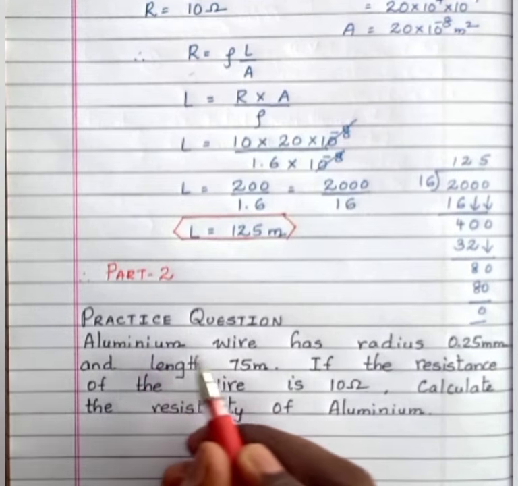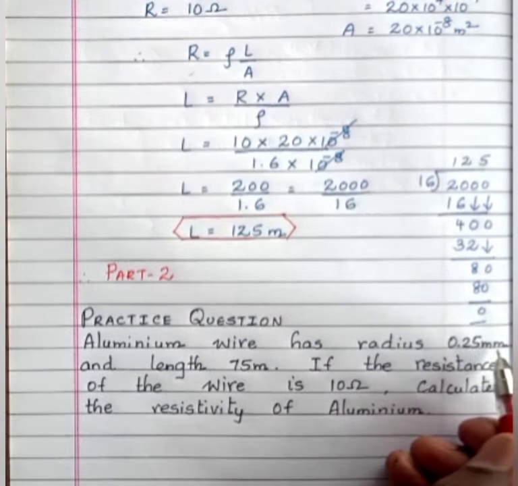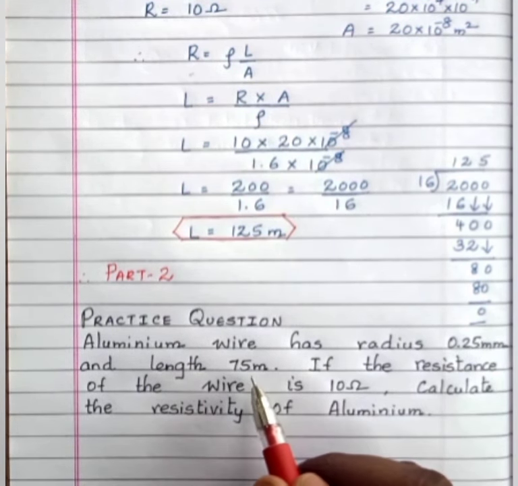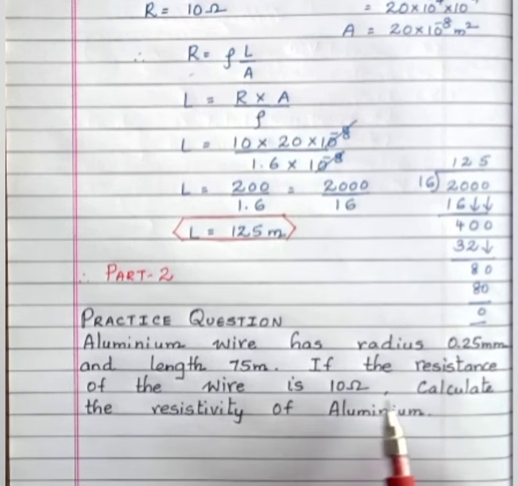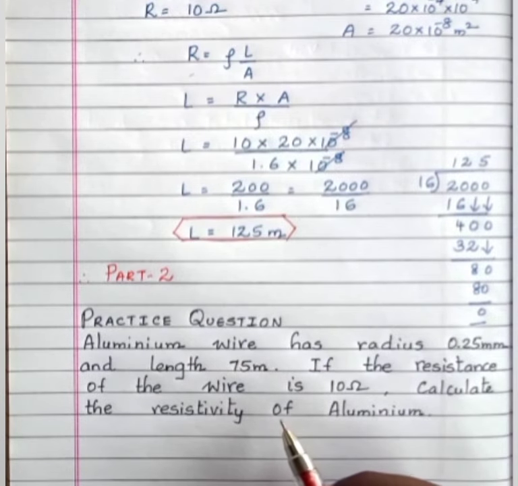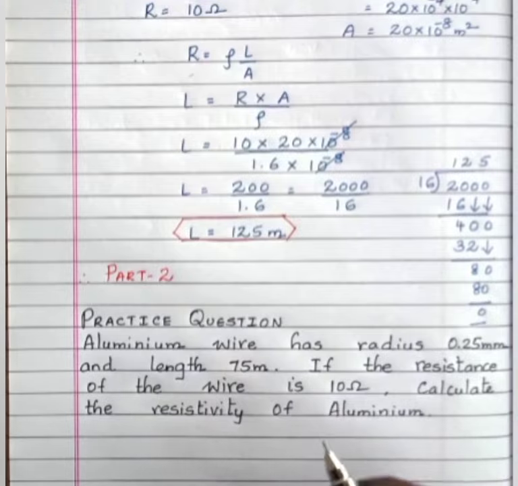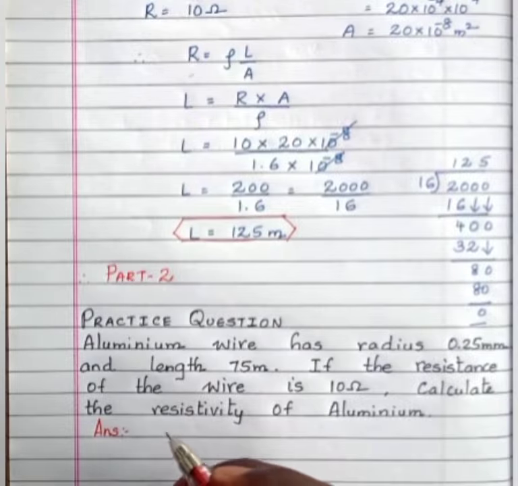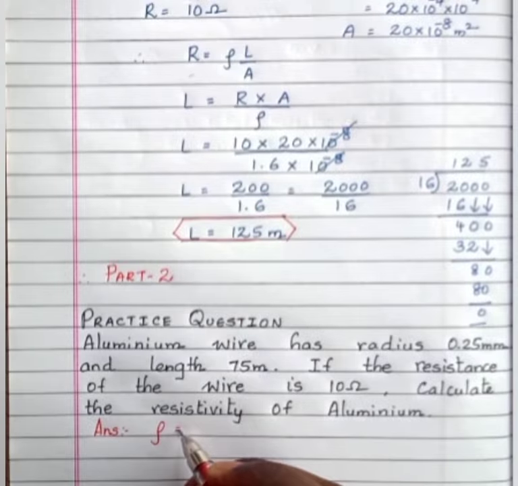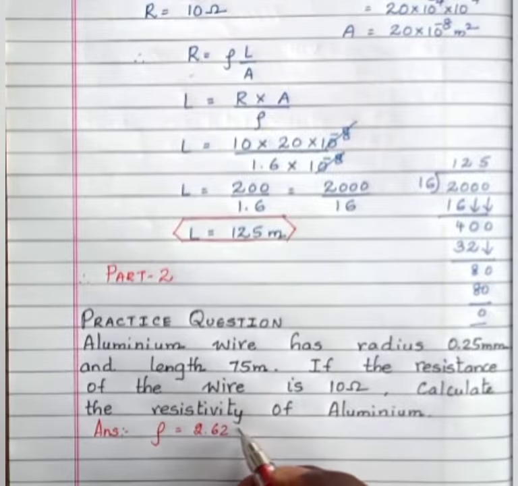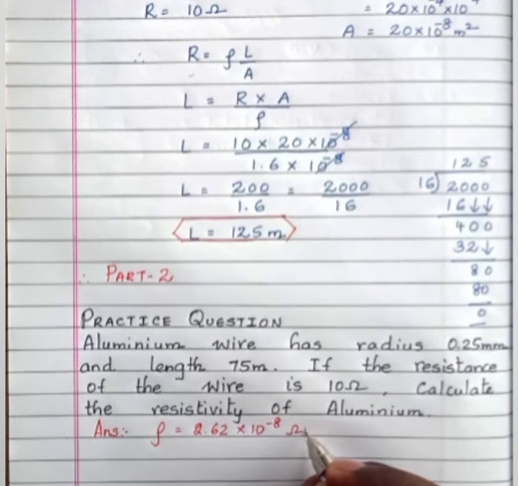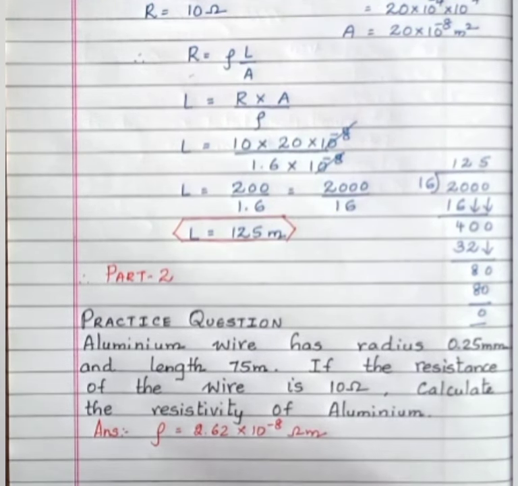A practice question for you: aluminum wire has a radius 0.25 millimeters. Convert to meters, that is divide by 1000, and length 75 meters. If the resistance of the wire is 10 ohm, calculate the resistivity of aluminum. You need to calculate rho. Using formula R equals rho L by A, or rho equals R into A by L, if we calculate, we get rho as 2.62 into 10 power minus 8 ohm meter. If you solve, you get answer as 2.62 into 10 power minus 8 ohm meter.